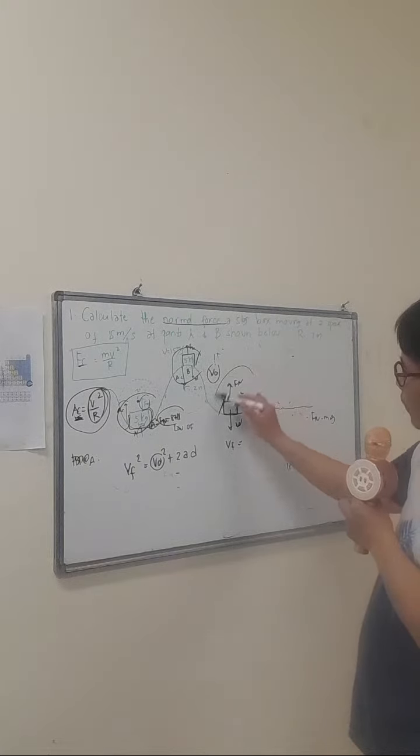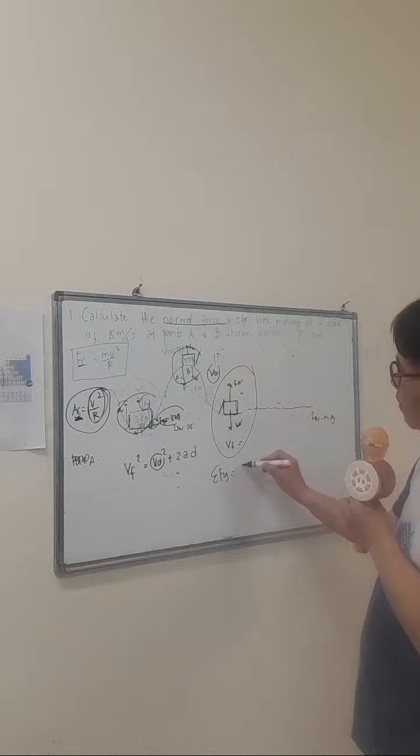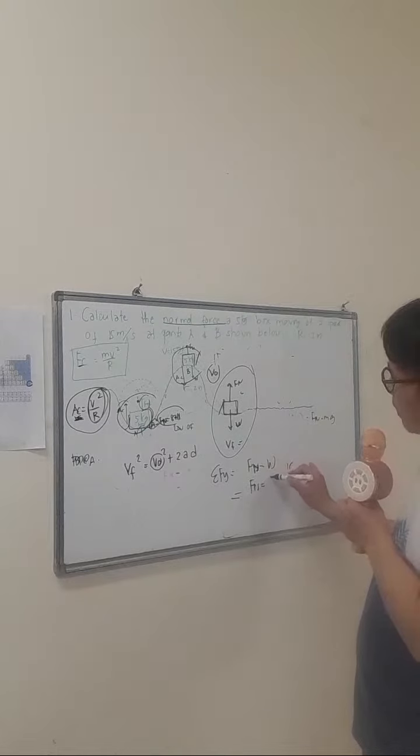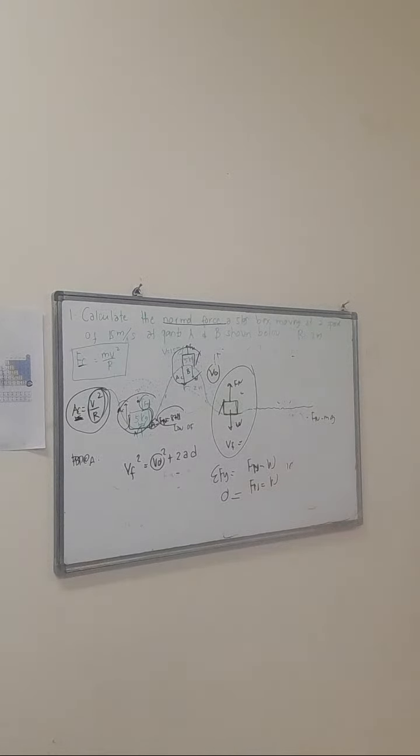So we will refer to the FBD only. The summation of the vertical forces is equal to positive Fn minus W, so the normal force is equal to the weight, because the horizontal forces are equal to 0. It doesn't move already. In here, the block will no longer move, so your net force is equal to 0 based on the second law of motion.